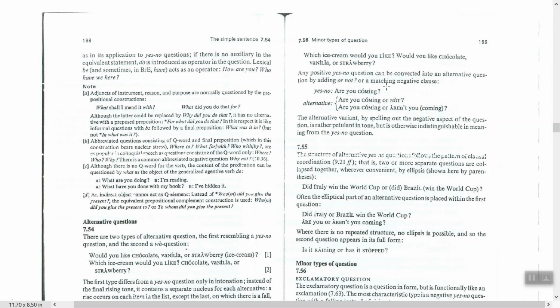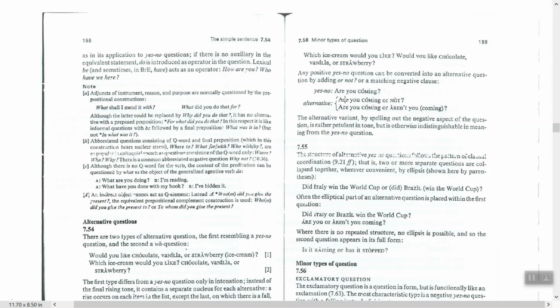A positive yes/no question can be converted into an alternative question. This is what a yes/no question can be converted, changed into an alternative question, by adding "or not", or a matching negative clause.